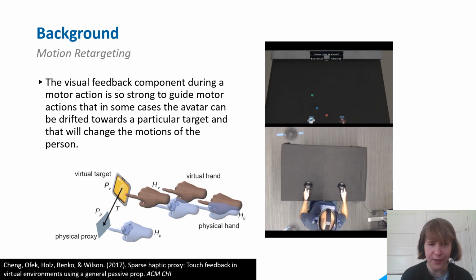So the first one is motion retargeting. It is a very clear example of a motor compensation. It's very visually driven. It's a visual feedback component. During the motor action, we see the avatar going in a different direction, and we compensate. And that is used to reach targets that are maybe haptic targets that are in the space.